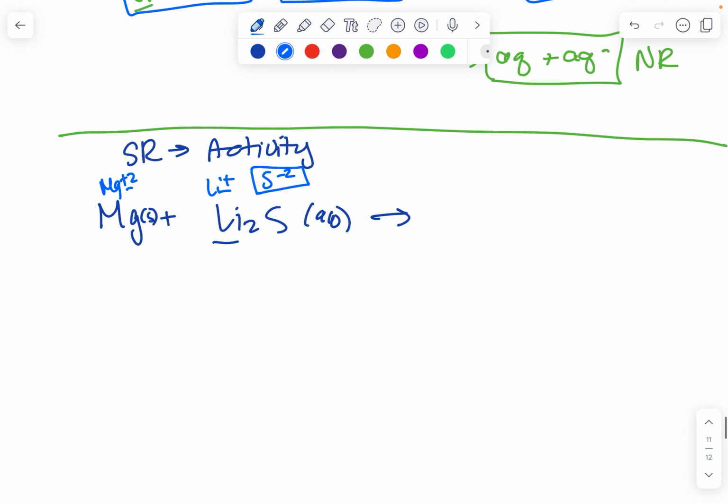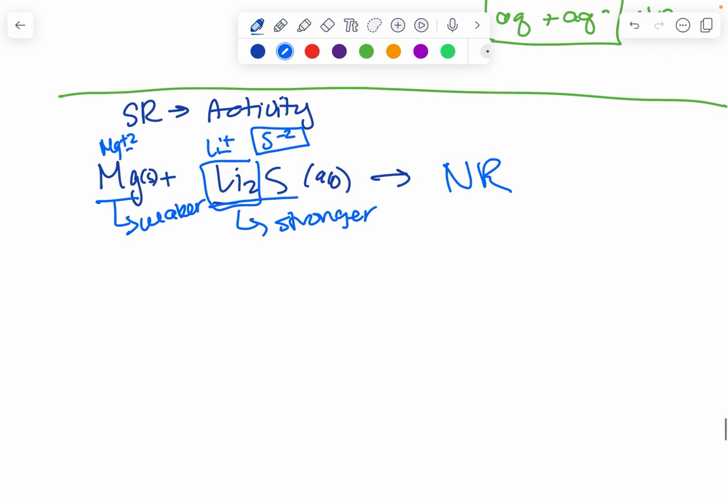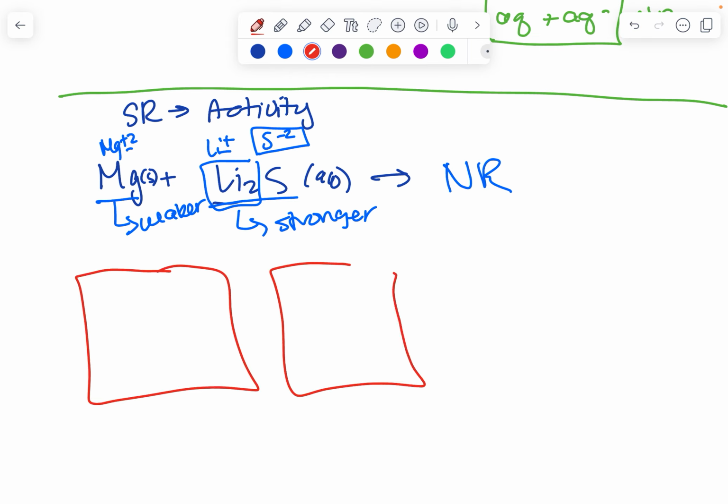So let's go here. All right, well, lithium is already in the compound, so this one is the stronger one. This one is the weaker. The weaker one cannot kick out the stronger one, which means that this one is going to have no reaction. We're going to draw this to show. So we're going to draw a beaker here and a beaker here to show the both and then the product. So magnesium, we would draw as a solid.